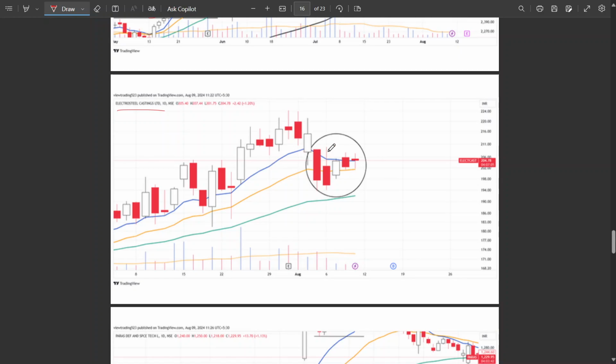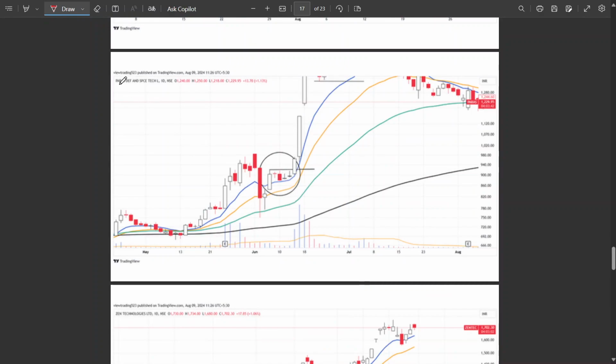So this is kind of a reversal structure. You can clearly see the market fell, and then we have 4 inside days forming within the range of this one larger candle, right? You can clearly see 4 inside days here. Another example is Paris Defense from the budget day, right?